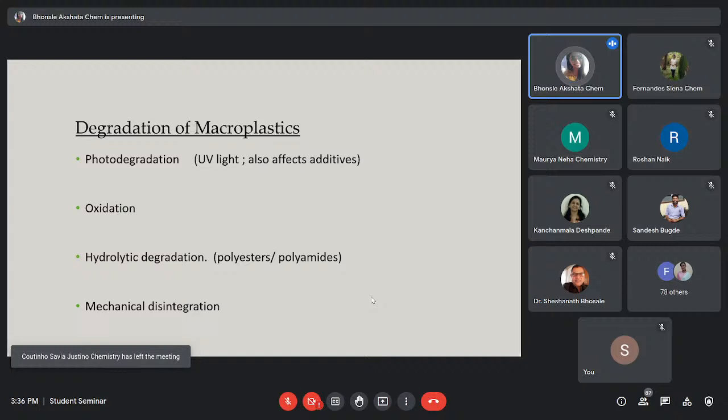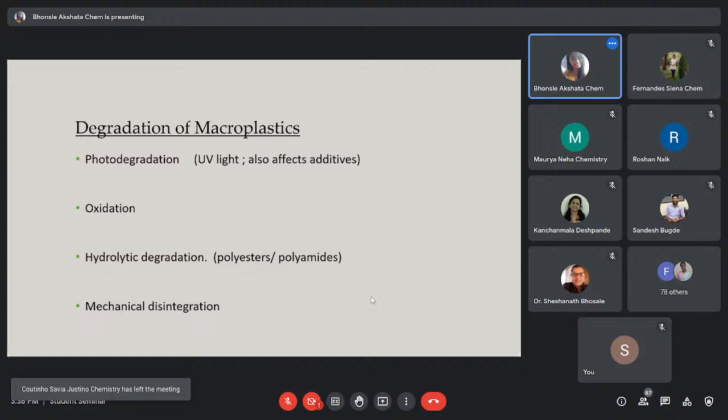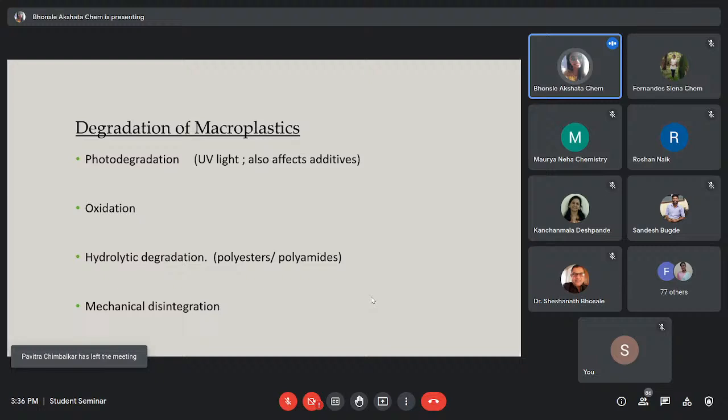Now, polymers with ester or polyamide bonds can undergo hydrolysis, that is, in the presence of water, the ester or the amide bonds can break, causing a further reduction in the mechanical strength of the macroplastic, which can absorb water, which further causes more breaking down. And mechanical disintegration includes all the physical processes, like grinding or friction in the atmosphere, so the macroplastics can break down into finer particles.